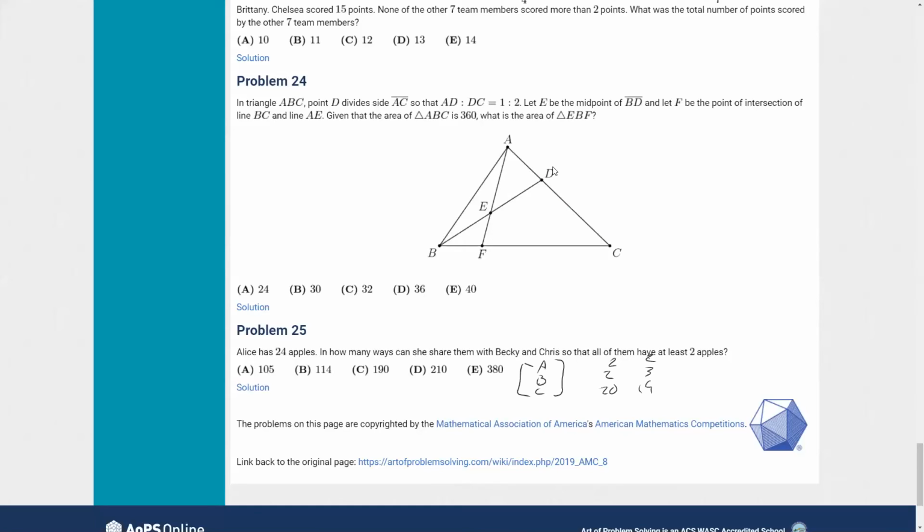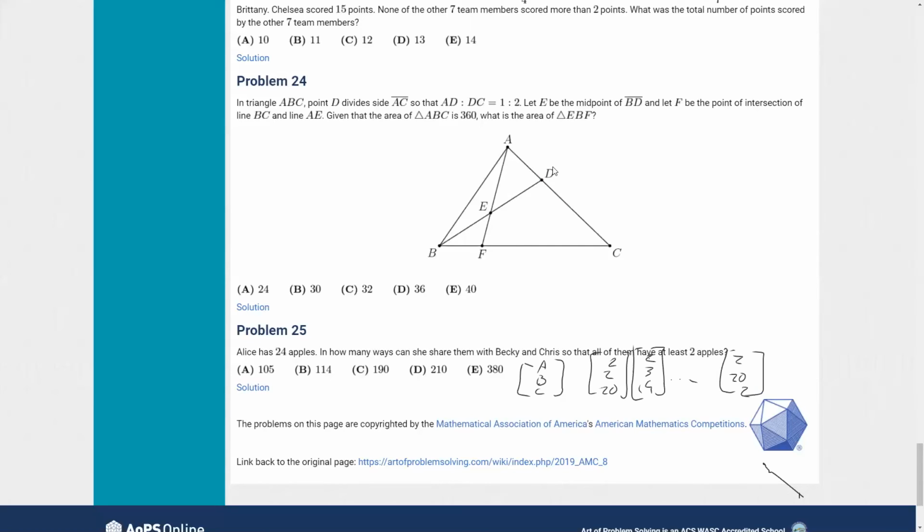Okay? What if I want to give one more to Becky? I do 2, 3, 19. Now can we keep running this where we give one more to Becky and one less to Chris? Yes, we can keep going until Chris gets 2, and obviously Becky gets 20 and Alice gets 2. So how many different iterations is this?